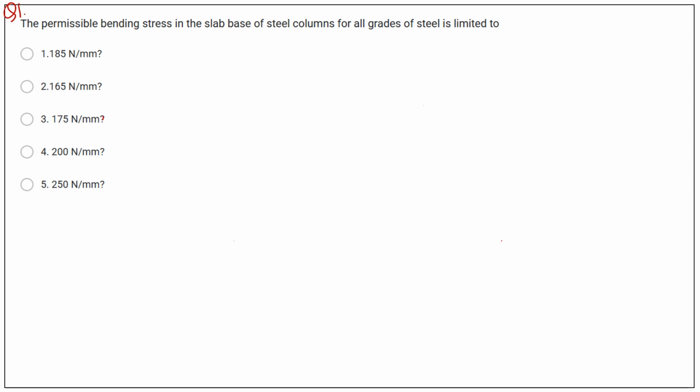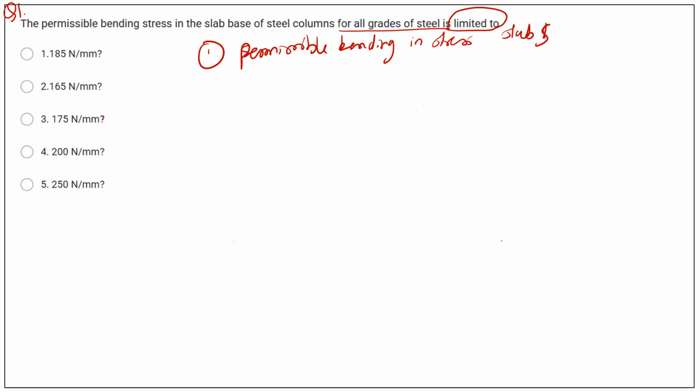First question. The permissible bending stress in the slab base of a steel column for all grades of steel is limited to... So this is the constant value for the permissible bending stress in slab base. Okay, in slab base, and that value is limited to 185 Newton per mm square. So for this question, the first option is correct.